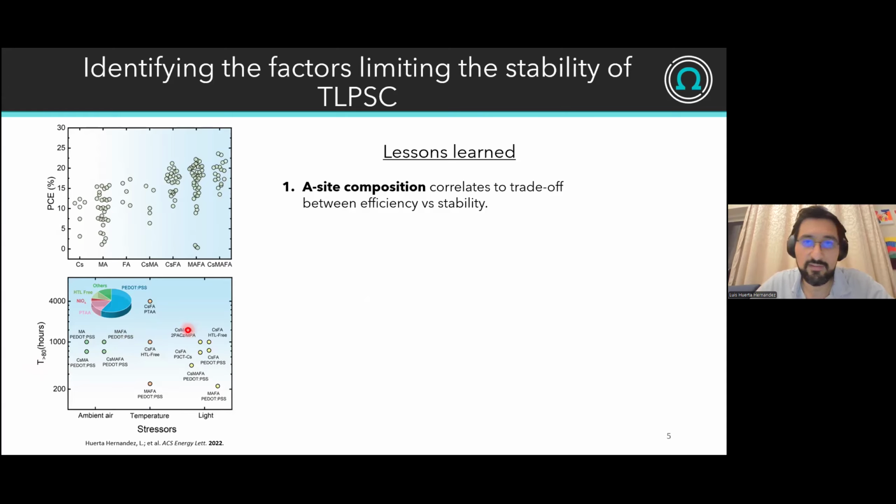So one of the first lessons we learned from the literature is that the A-site composition seems to be related to a trade-off between this efficiency and stability.